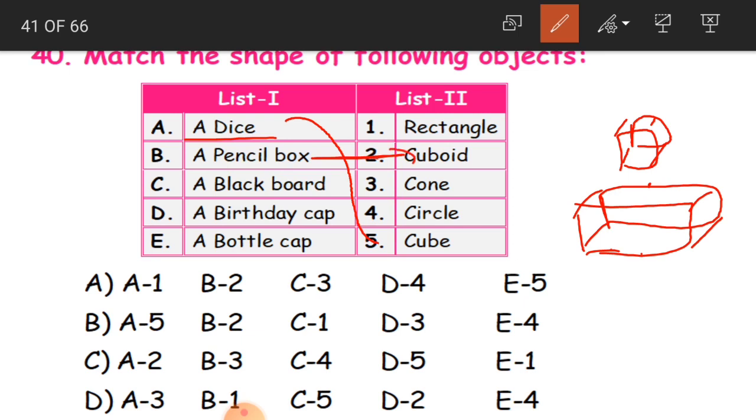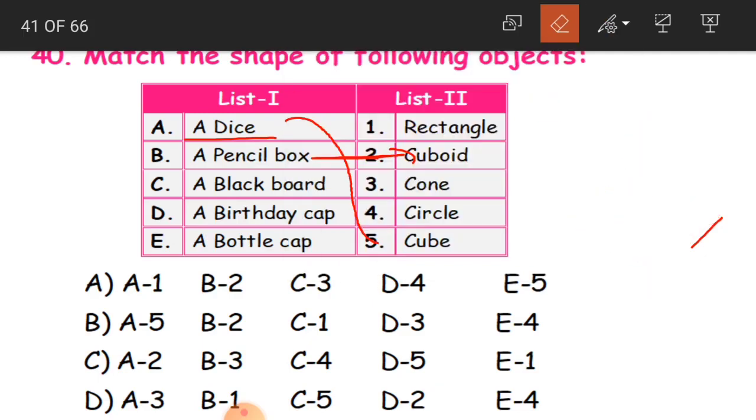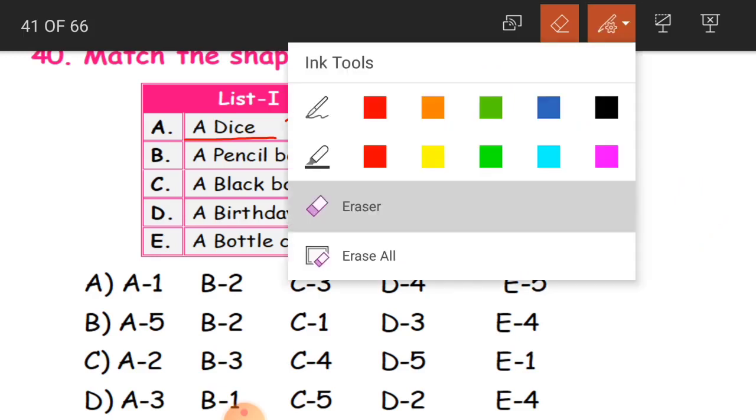Now coming to C, that is a blackboard. Children, blackboard is in the shape of a rectangle. It is not a 3D shape. Yes. So the shape of the blackboard becomes a rectangle.